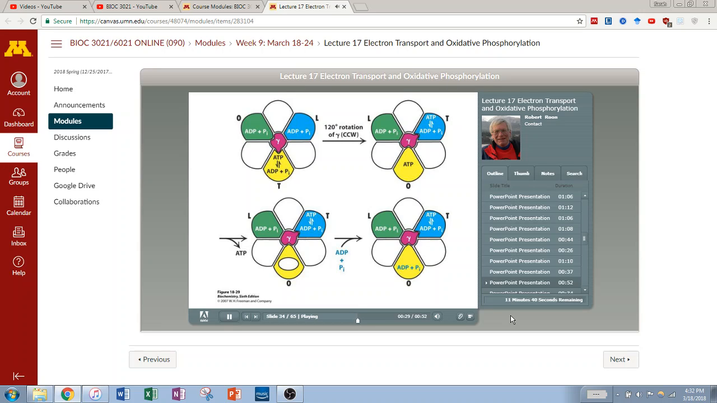to be released. When the gamma subunit is rotated by 120 degrees in a counterclockwise direction, the T form is converted into the O form, allowing ATP release. Then ADP and inorganic phosphate can bind to the O form. An additional 120-degree rotation traps ADP and inorganic phosphate in the L form.